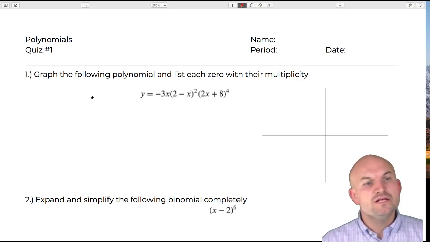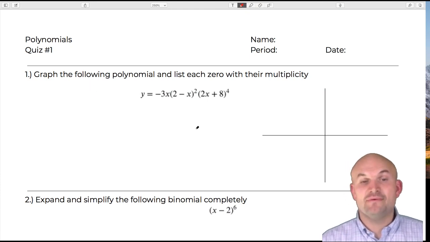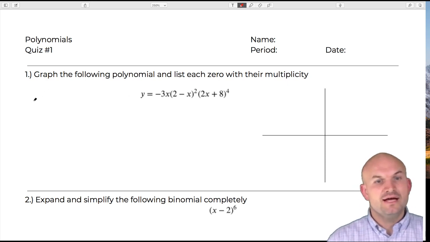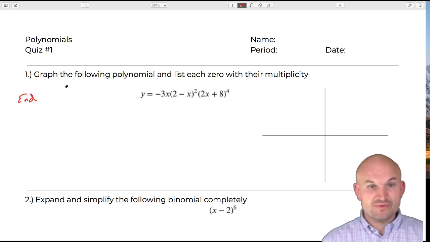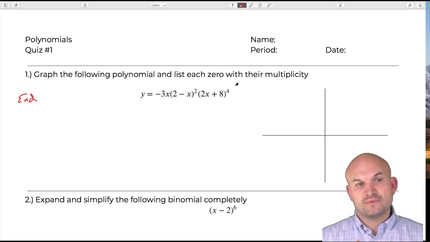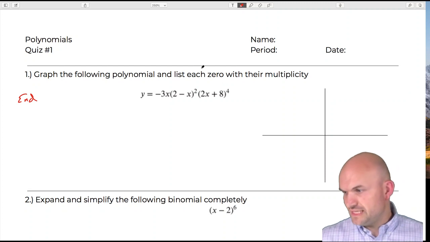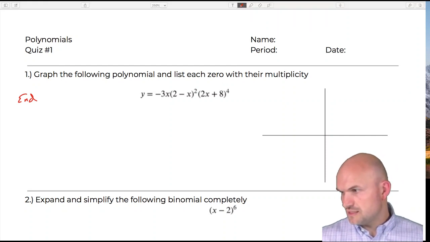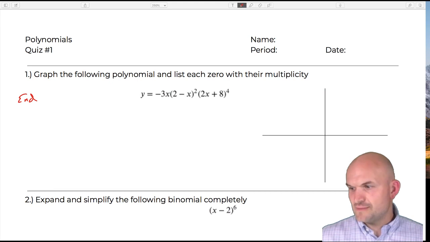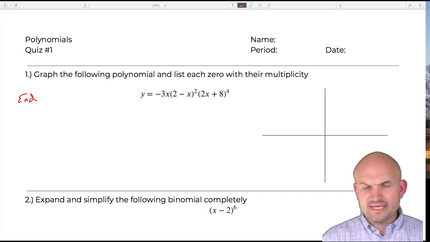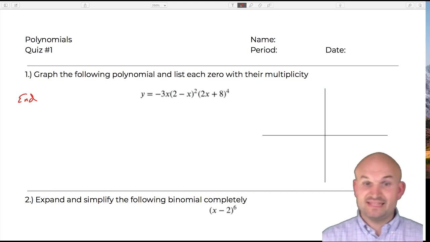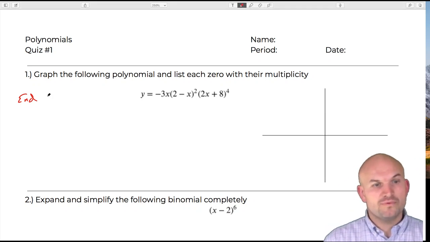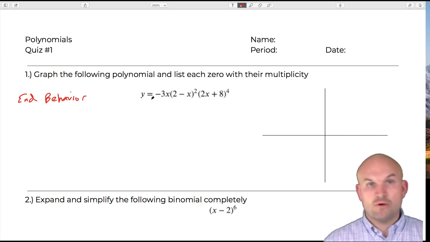Now let's go ahead and get started. It says graph the following polynomial and list the zeros and the multiplicity. We looked at a couple of different things. First, we wanted to identify the end behavior. Finding the end behavior wasn't actually part of finding the zeros, but it does help us graph it. To find the end behavior, basically we want to understand, if we were to multiply this out, what would it produce?